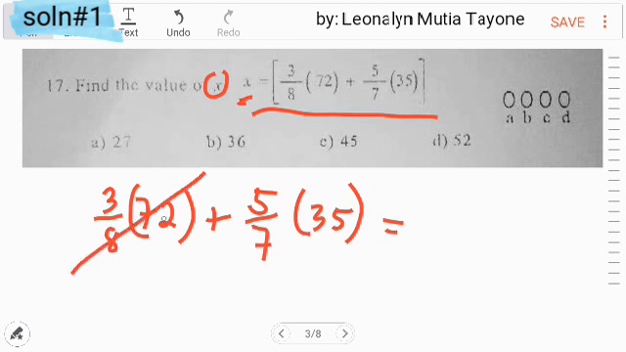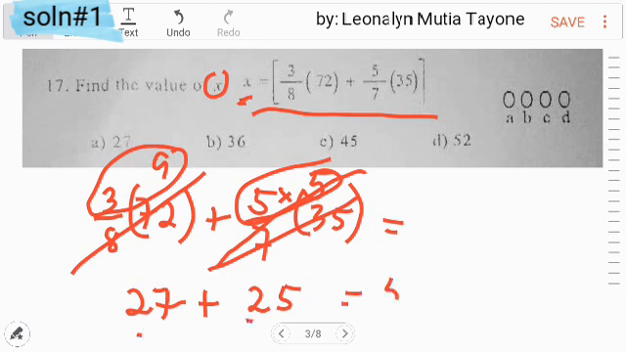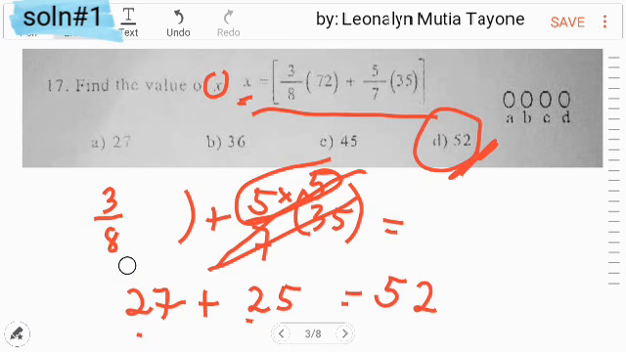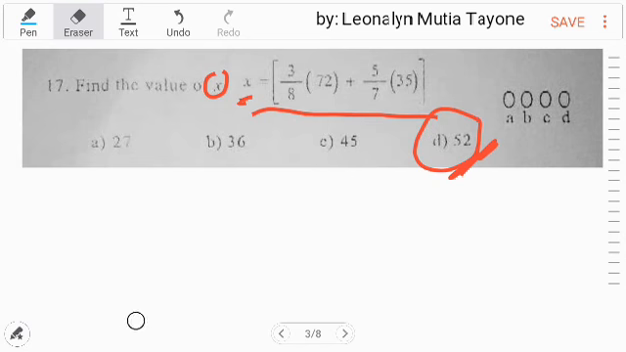72, i-list mo muna siya. 72 divided by 8 equals 9. 9 times 3 equals 27. Plus, itong 35 divided by 7 equals 5. 5 times 5 equals 25. 27 plus 25, that is 52. So, ang answer dito ay 52. Letter D.